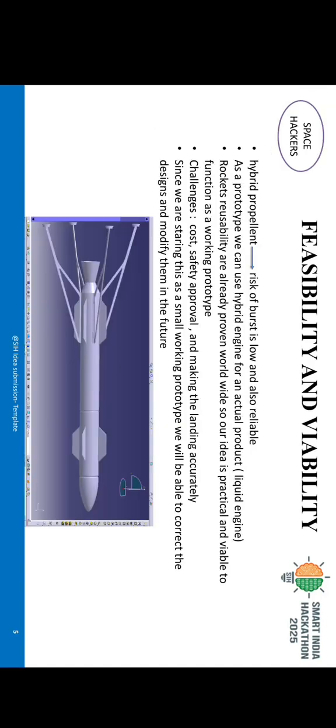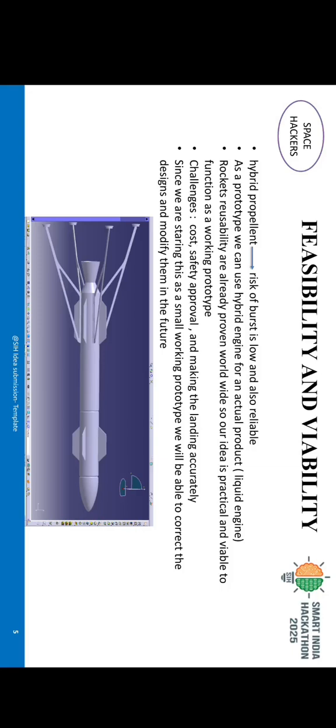And then the feasibility and viability of this project. We are using the hybrid propellant here, which has a low risk of bursting when compared to liquid propellants, and which is also very reliable. As a prototype, we can use a hybrid engine, but in the actual product, we would use a liquid engine because hybrid propellant gives low thrust. We can control the thrust in the hybrid propellant, but the value of thrust is low compared to liquid.